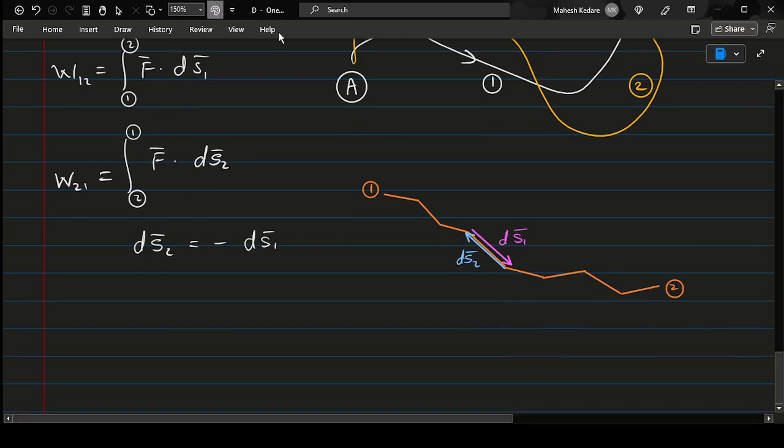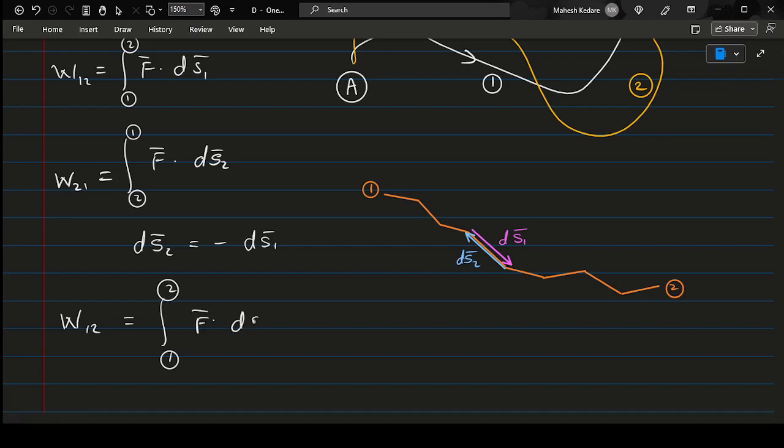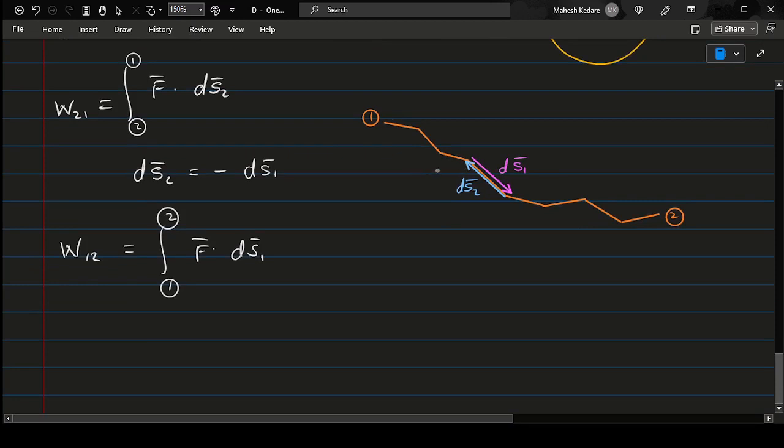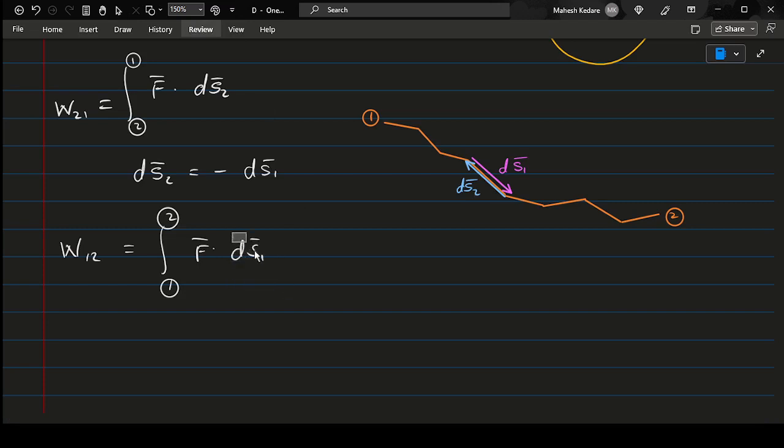So, here we can see that in the work done in going from position 1 to position 2, which we have denoted as the integration from 1 to 2 of a bar dot ds bar, the force does not reverse direction. Force remains the same. It is a function of position. Force at every point of this path is the same as before. It doesn't depend upon which way we are going, from position 1 to 2 or from 2 to 1. So, we have no change there. Now, when we go in the reverse direction, we simply have the negative values of displacement.